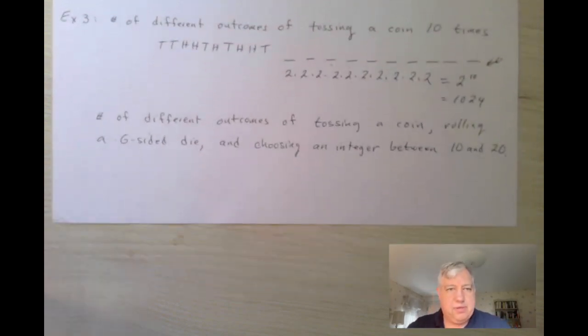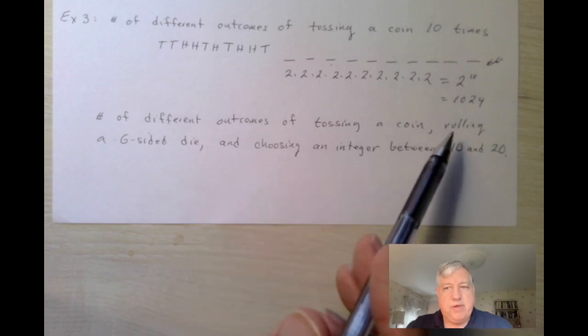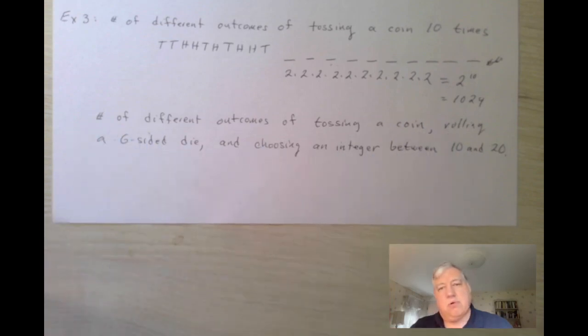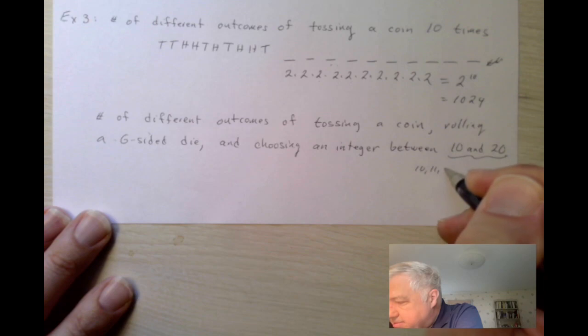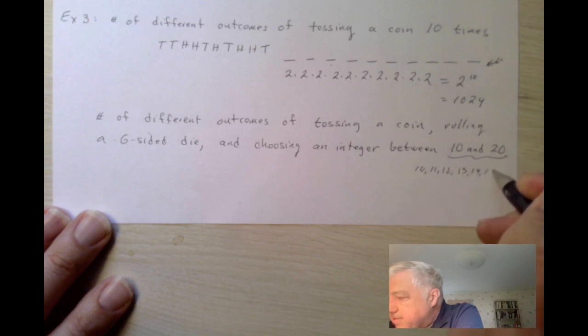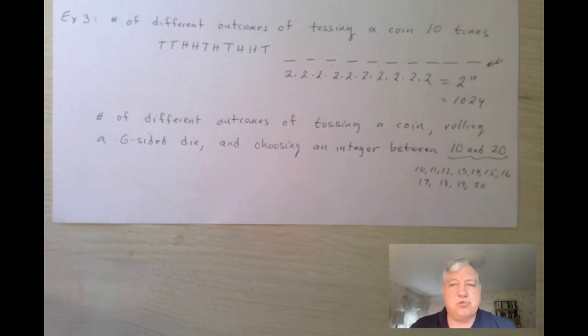Another variation on this: the number of different outcomes from tossing a coin, rolling a 6-sided die, and choosing an integer between 10 and 20. So basically, instead of 10 tasks, we have 3 tasks. The first is recording the outcome of a coin toss, then recording the outcome of a die roll, and then recording the integer that was chosen. Let me remind you, how many integers are there between 10 and 20 inclusive? There are actually 11, right? Because you have 10, 11, 12, 13, 14, 15, 16, 17, 18, 19, and 20.